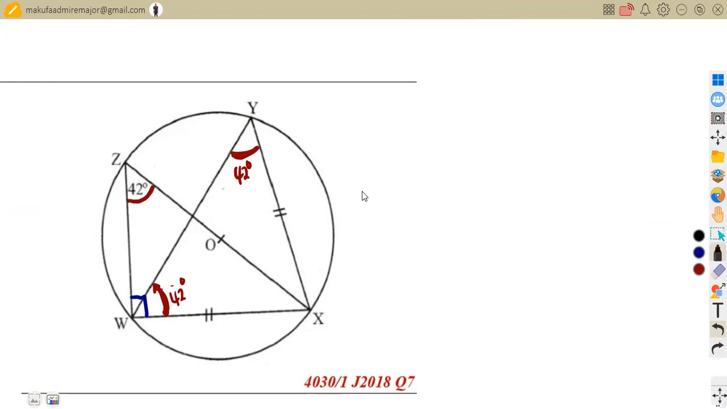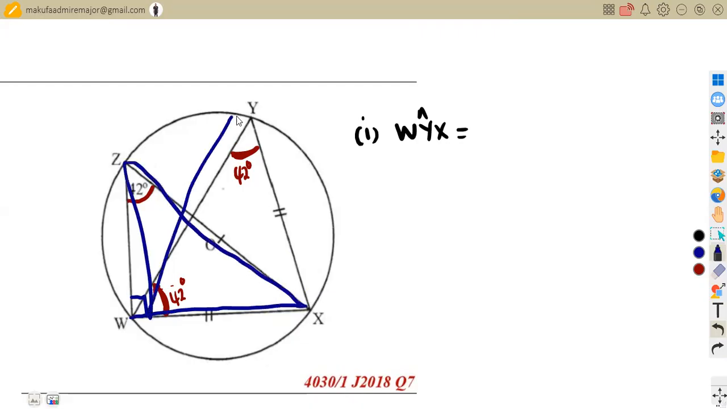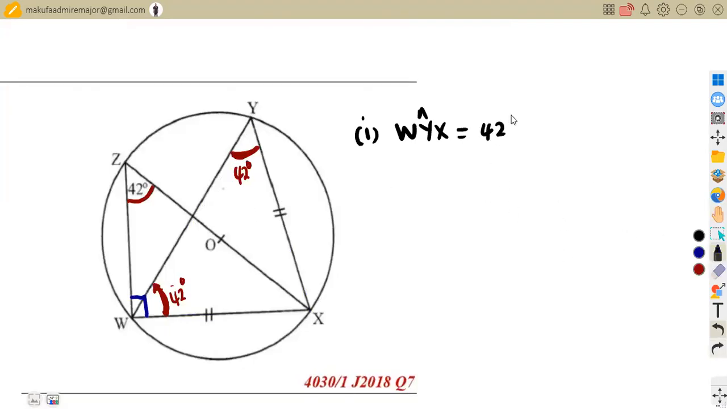So let us attempt our questions. Remember the first question, which is our item 1, was to calculate WYX. So what is going to be WYX? That's W here, Y to X. So this one is 42. We can take it from the concept that we have the same chord creating an angle here and also creating an angle here. So we said these two angles will be equal from the same chord. So that will be 42 degrees.